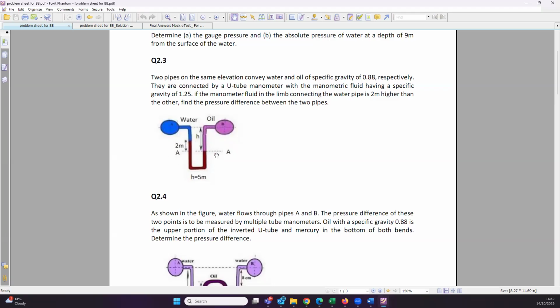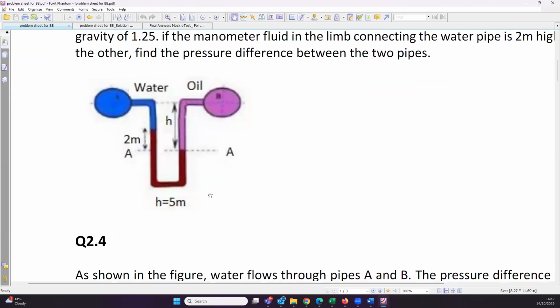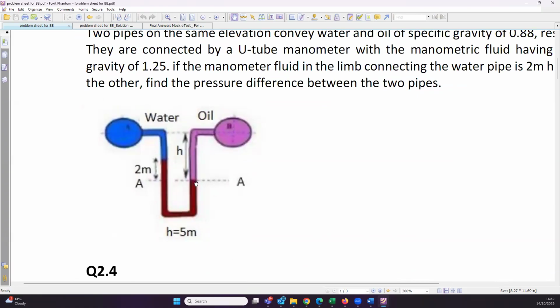So now here I have selected point AA, and I have provided it to you. In the exam, it's very unlikely you will have these points provided to you. But here you can see that there is an interface present. So that is one hint. And the second thing is that this is the point where you can equate two pressures.